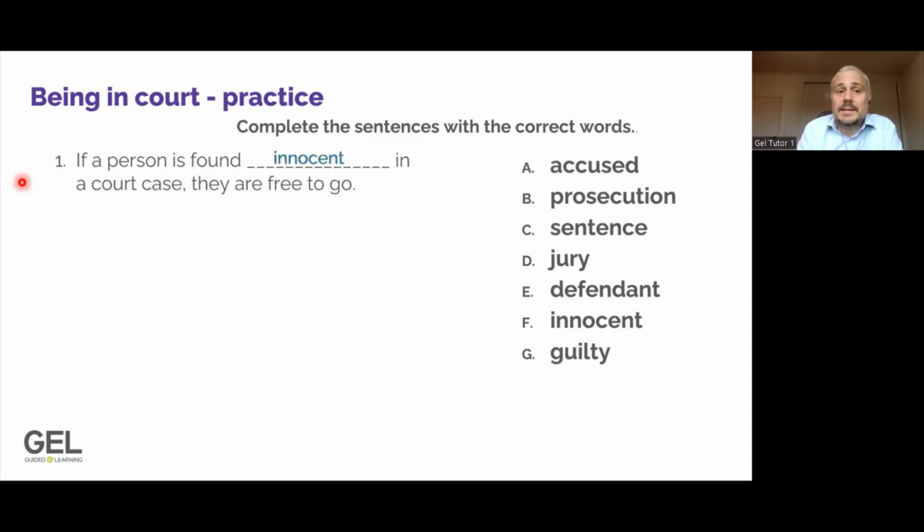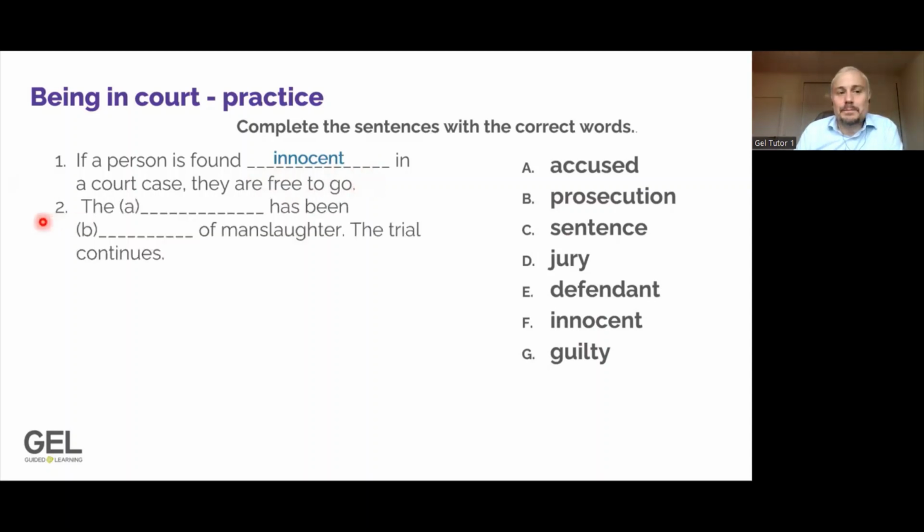The answer here is innocent. You are free to go if you did not commit the crime. So you are innocent of the crime. Number 2, the has been of manslaughter. The trial continues.